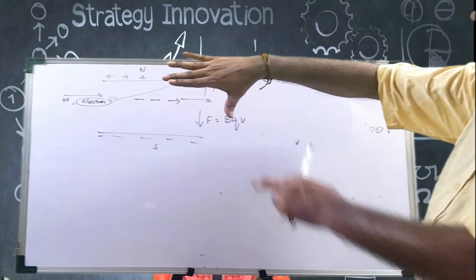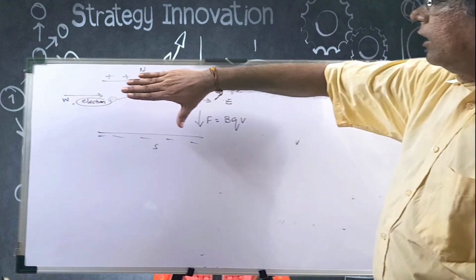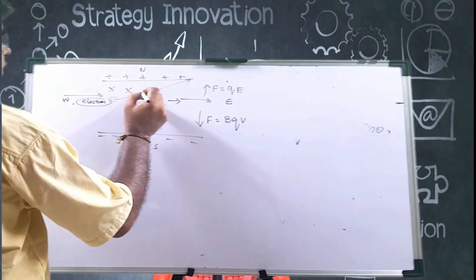And I'll come this way. This is my force downwards. Electron is going this direction, so current should be in this direction. And magnetic field is going inside the paper. So clearly, the magnetic field should be going in.